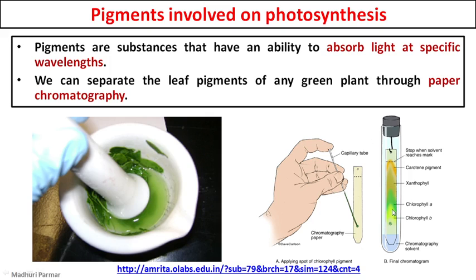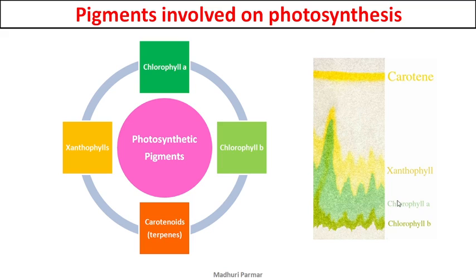The bottom most will be chlorophyll B. Chlorophyll B is a little yellowish green in color, and it is big in size, which is why it will be the bottom most. Followed by very dark green chlorophyll A. Then you have xanthophylls, which are orange or yellow colored compounds. And finally carotene, which are nothing but orange colored compounds. Always remember carotene, carrot is orange in color. So these are the pigments which are involved in photosynthesis and how you separate them.